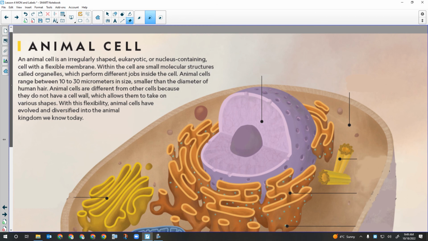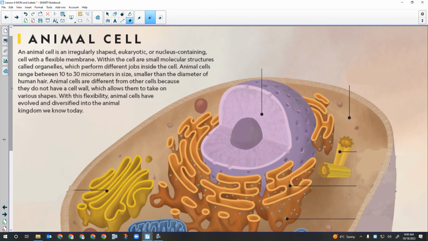Animal cells are generally smaller than plant cells, 10 to 30 micrometers. To give you an idea, when you think of how big the euglena was yesterday, animal cells are quite small.